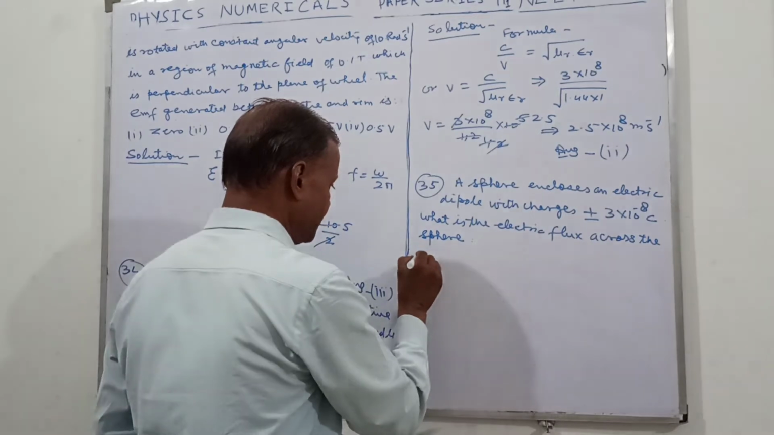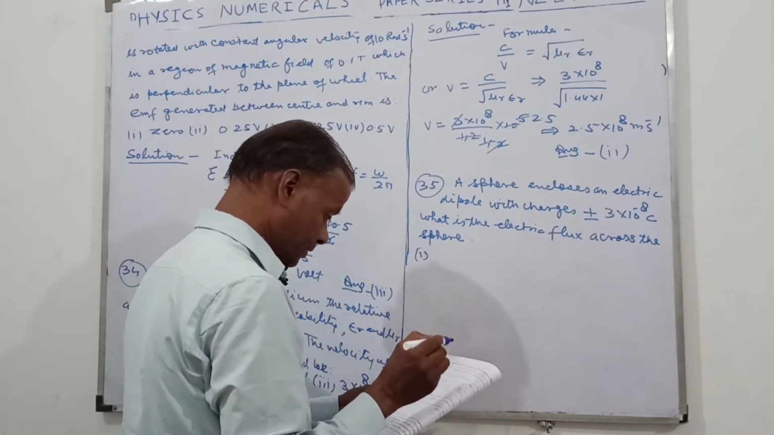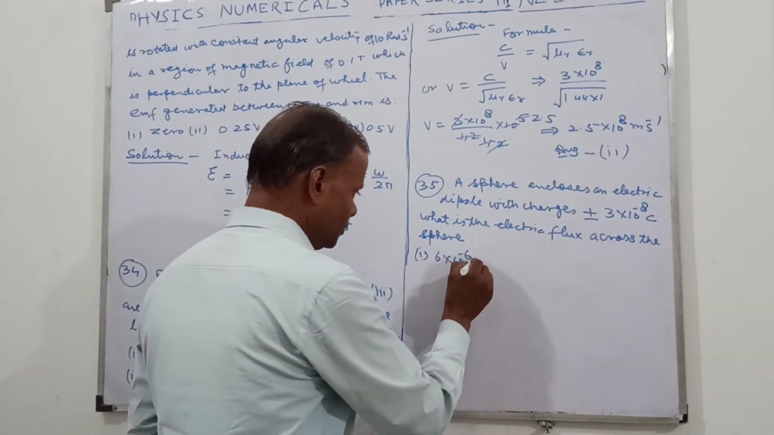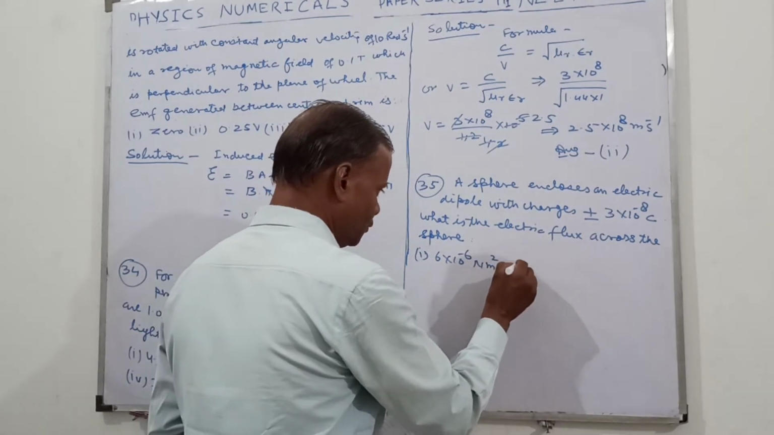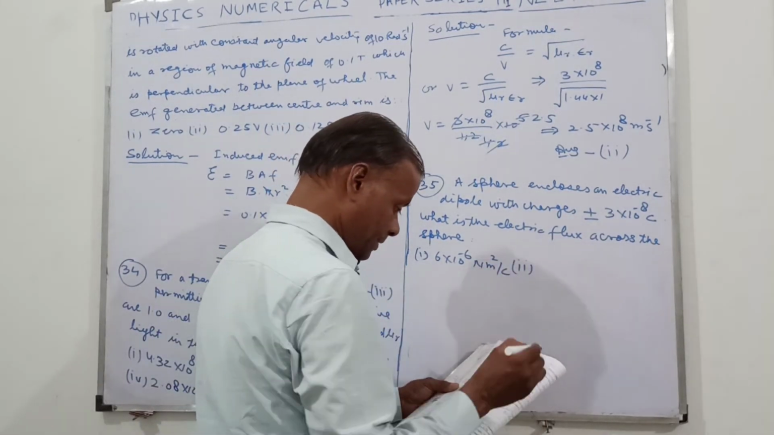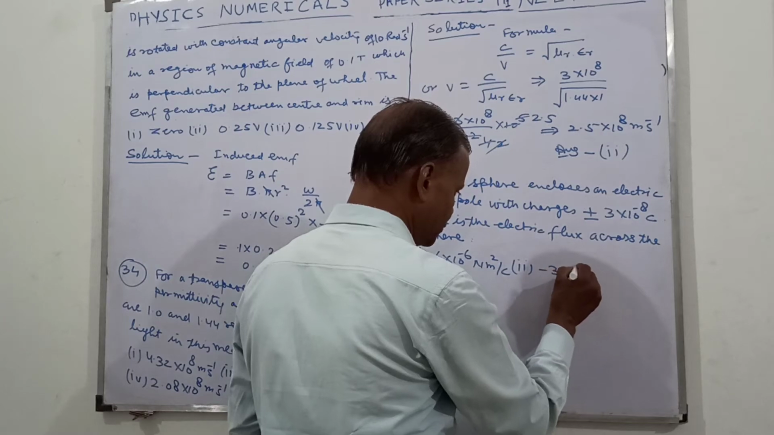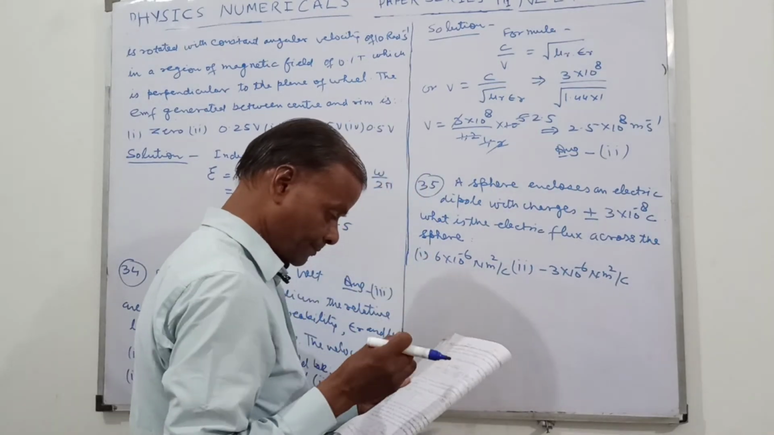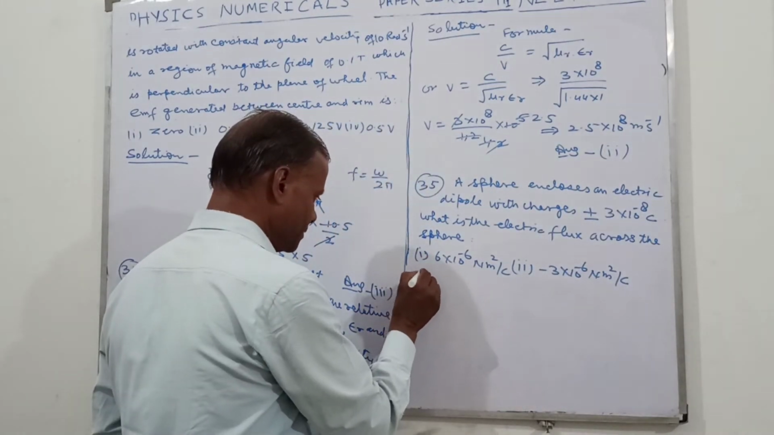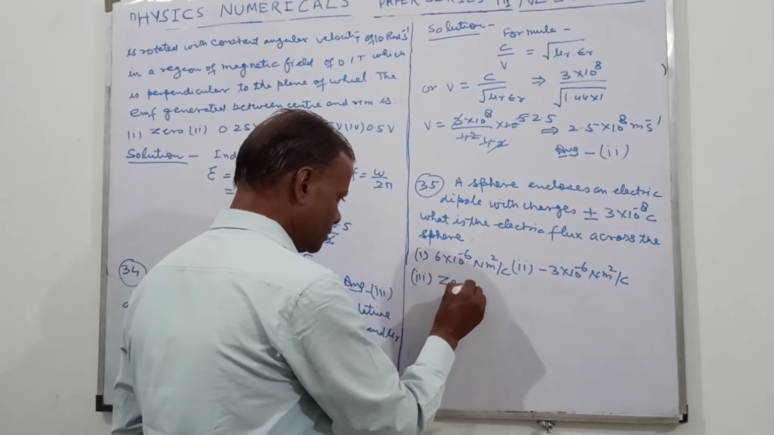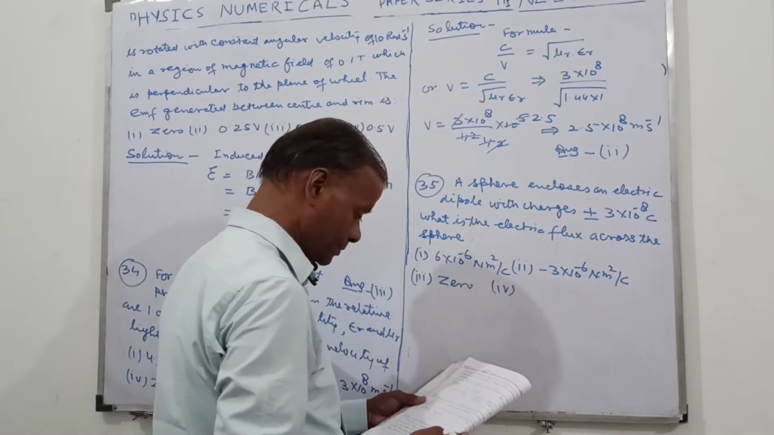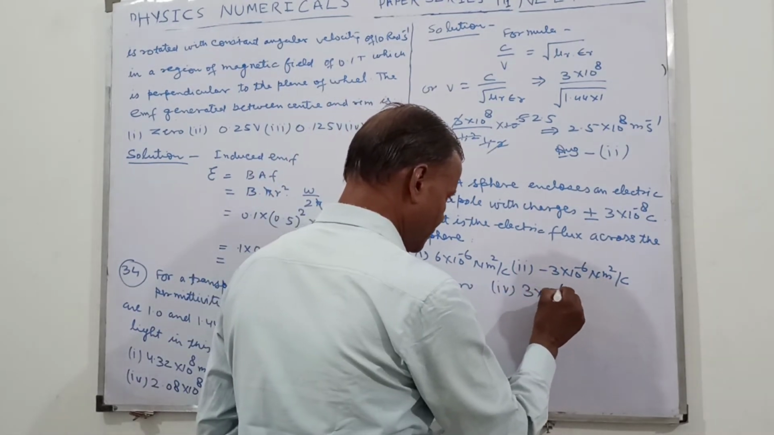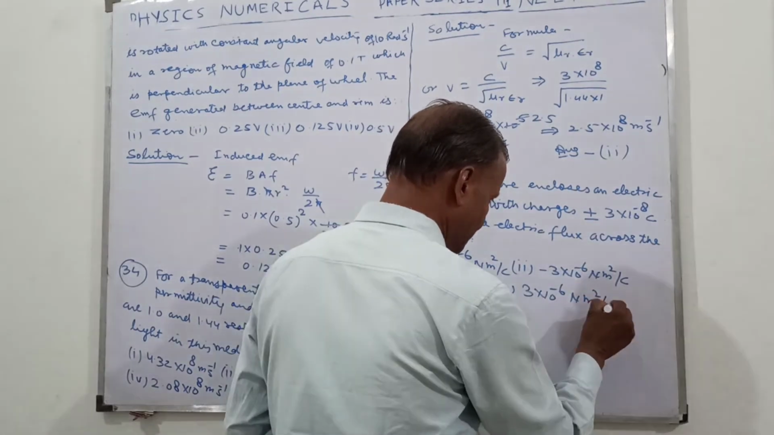Now what options are given here? First option is 6 into 10 raised to the power minus 6 Newton meter square per coulomb. Second is minus 3 into 10 raised to the power minus 6 Newton meter square per coulomb. Third is 0. And fourth is 3 into 10 raised to the power minus 6 Newton meter square per coulomb.